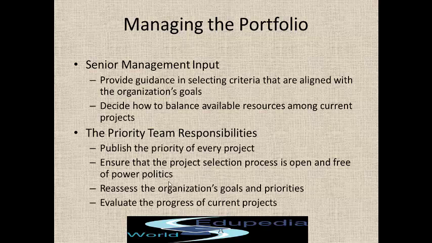The priority team's responsibilities are to publish the priority for each project, ensure the project selection is open and free of any organizational politics, reassess the goals and priorities, and evaluate the progress of current projects. So basically, prioritize each project. The selection mechanism has to be open, and people should be aware of why a project is getting selected or not getting selected. You should be able to reassess the organization goals and priorities, and evaluate and monitor the progress of current projects.